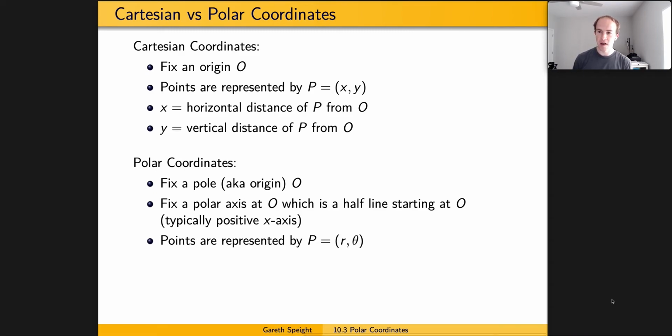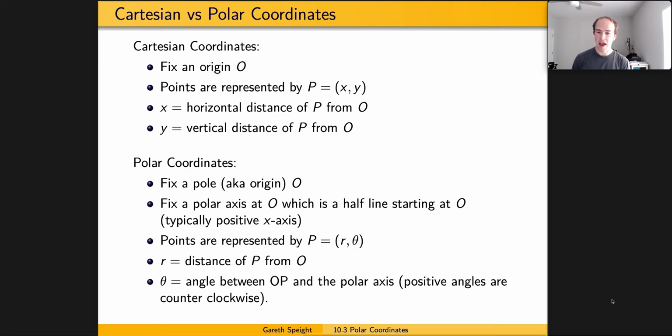And then points are represented by a pair r comma theta, where, as we said, r is the distance of the point from the origin, so meaning the hypotenuse, not just the along or the vertical, but the actual distance. And theta is the direction or the angle between the polar axis and the point that we have to travel. So here positive angles are supposed to be counterclockwise.